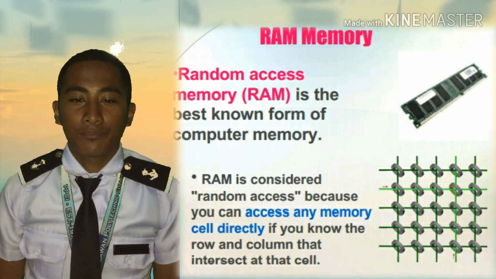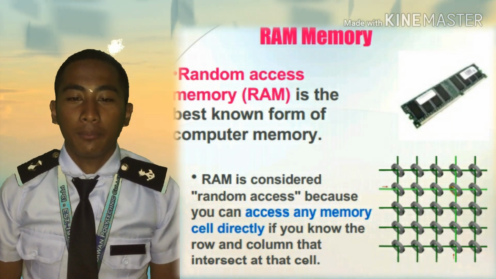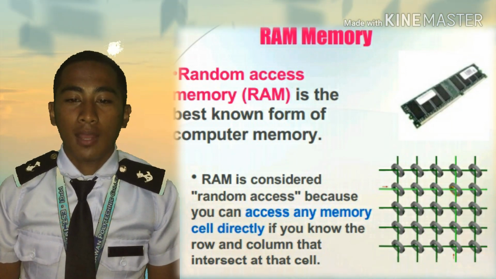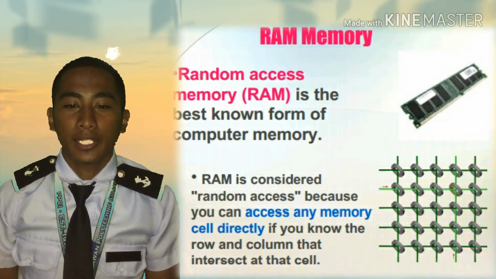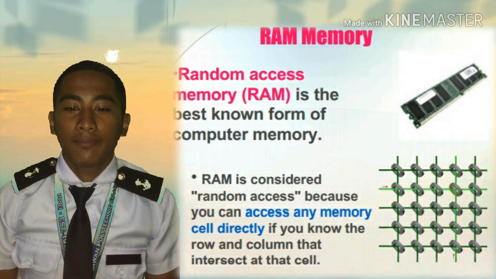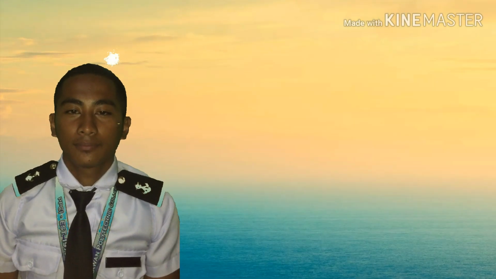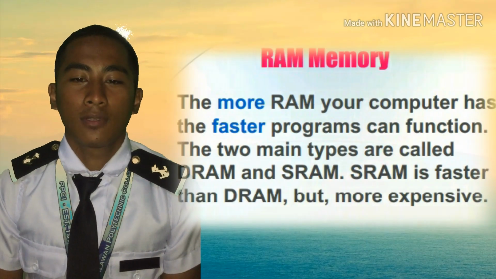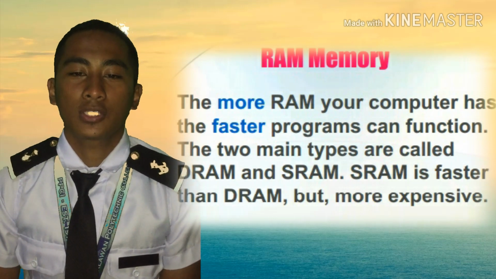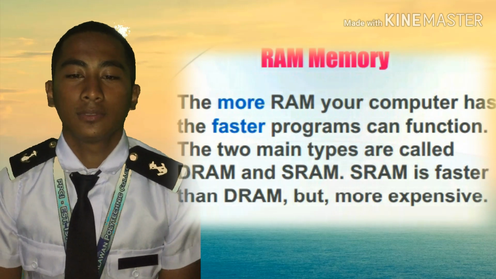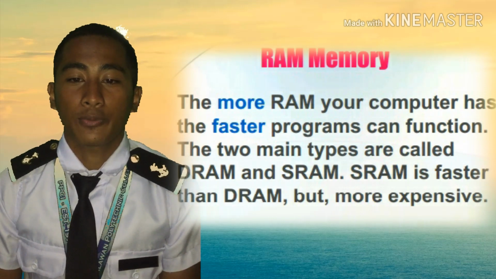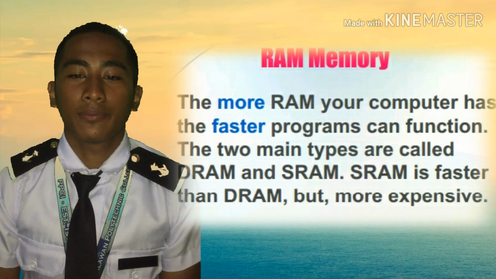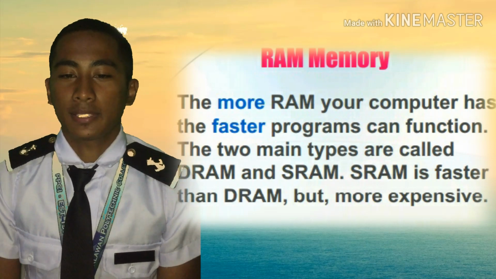Random access memory is the best known form of computer memory. RAM is considered random access because you can access any memory cell directly if you know the row and column that intersect at the cell. The more RAM your computer has, the faster programs can function. The two main types are DRAM and SRAM. SRAM is faster than DRAM but more expensive.